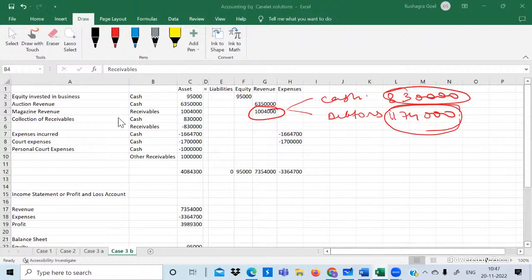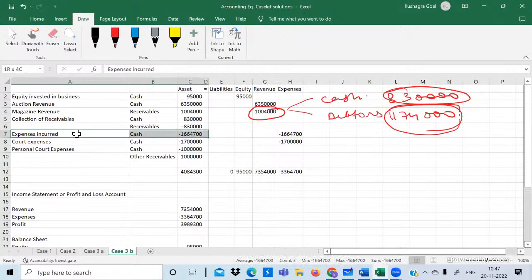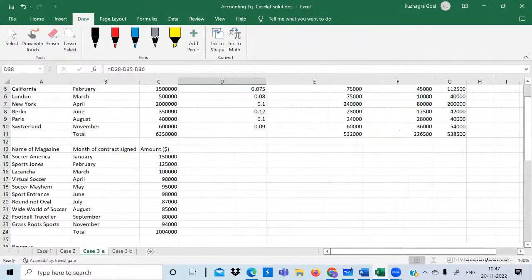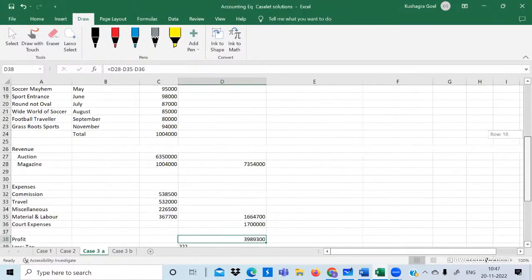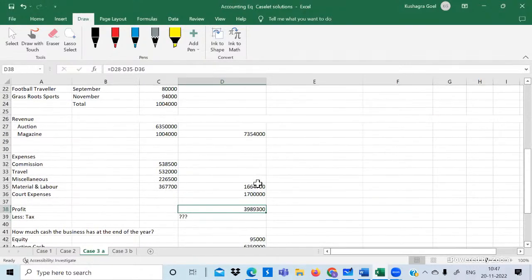Okay, fine. Then let's look at the expenses incurred. Again, if I go back to the calculation that we've already done in the earlier sheet, what are my total expenses? My total expenses, excluding the court expenses, were 16,64,700.